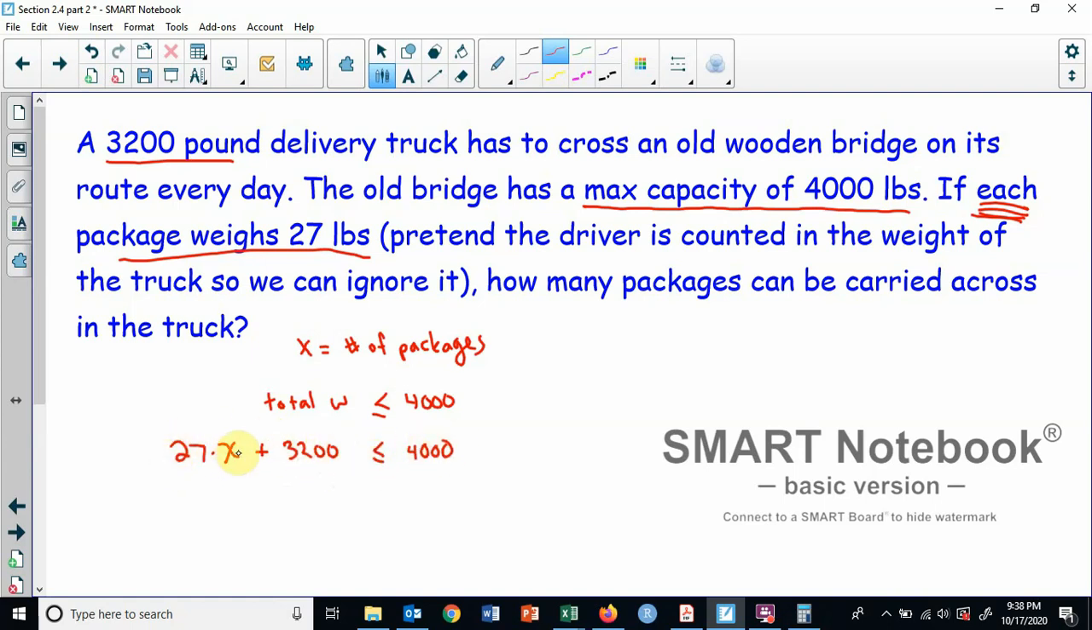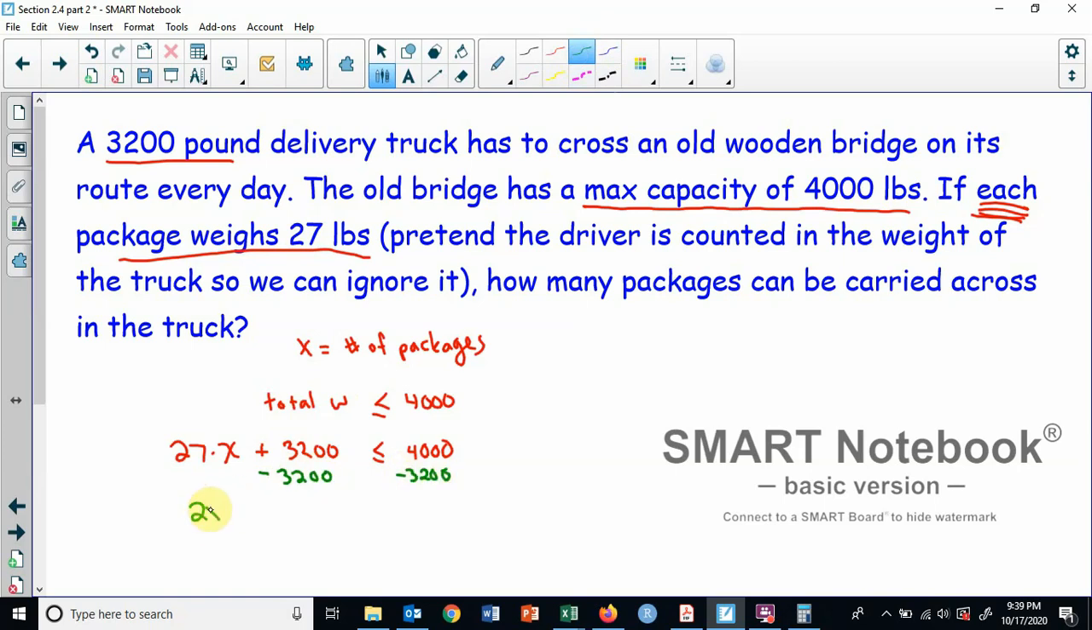Does this make sense? Do y'all remember back when in chapter 2 or chapter 3 we talked about things being rates, because it's for each or per each box? Well, it's for each box. Each package weighs 27 pounds. Okay, so we have written our equation. So we should be able to solve this. So let's subtract 3,200 from both sides.